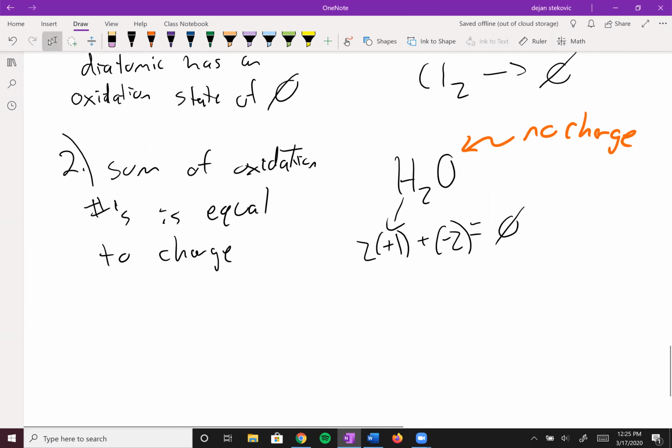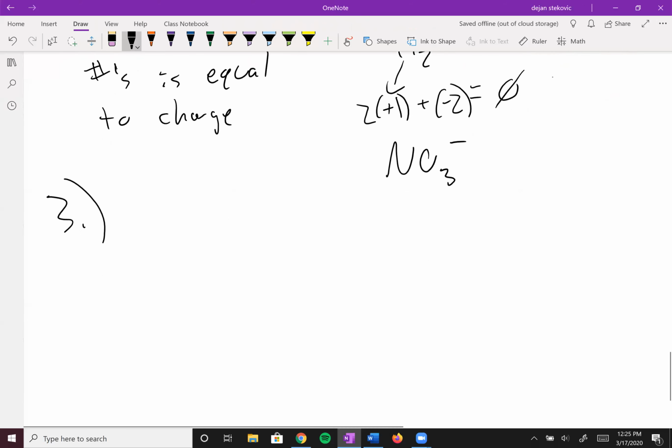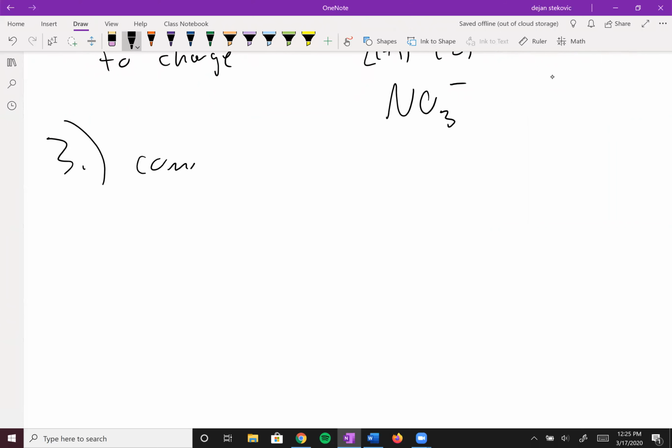Something you have to be careful for is something like a polyatomic ion, like nitrate, right? This has a negative charge, and so the oxidation state of this nitrogen and 3 oxygens must sum to be -1. So then just some common oxidation numbers that you want to remember that'll help you out.